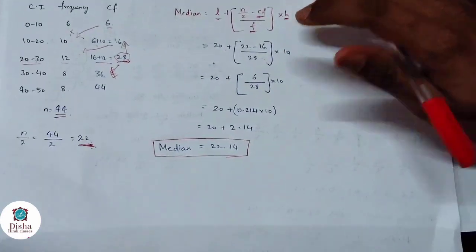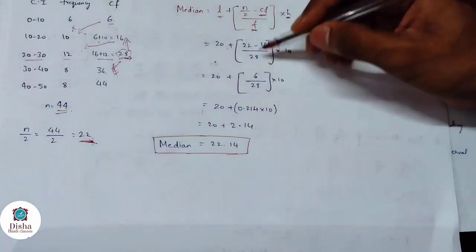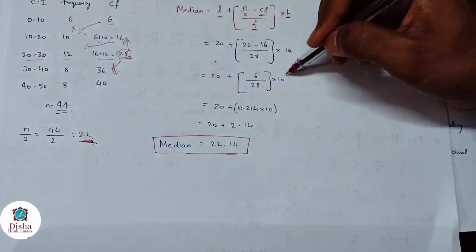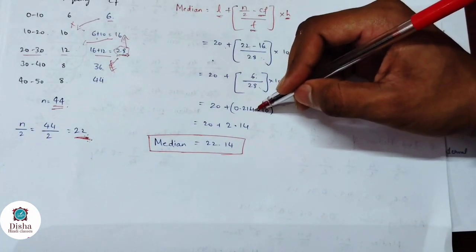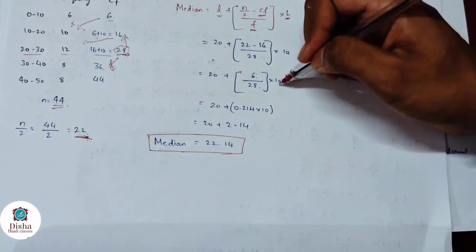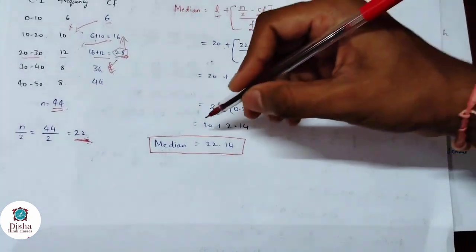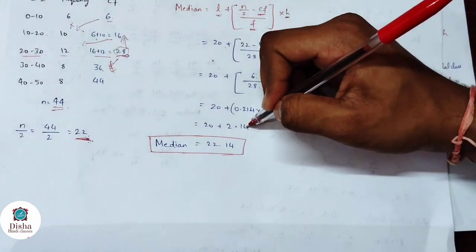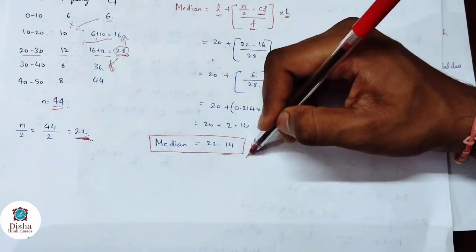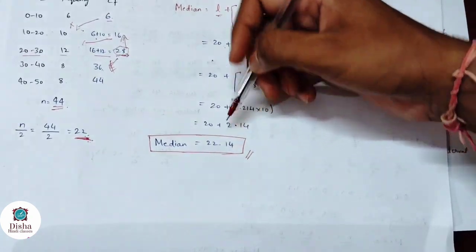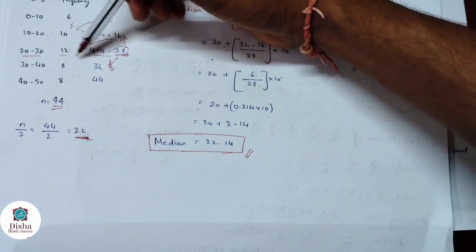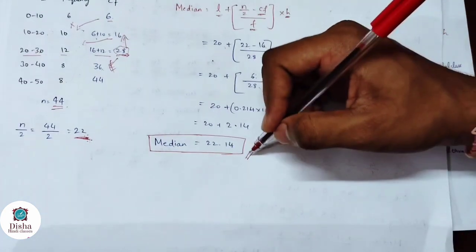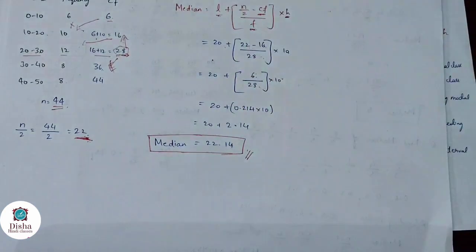So 22 minus 16 will be 6, divided by 28 as it is, into 10. So 6 divided by 28 will be 0.214. Then we'll multiply it with 10, so 20 plus 2.14 will give us 22.14. This median lies in the median class itself, that is 20 to 30. So the median for the following data is 22.14.